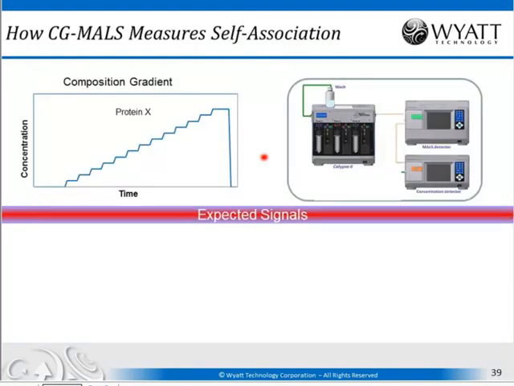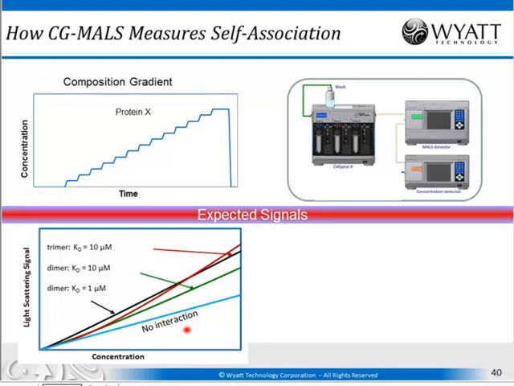So briefly, how do we measure self-association? We prepare and inject a series of concentrations, and presumably when you're at low concentration, you're primarily looking at monomers, and as you increase the concentration, you'll have more and more oligomers forming, and so the molecular weight increases. That's reflected in the light scattering.